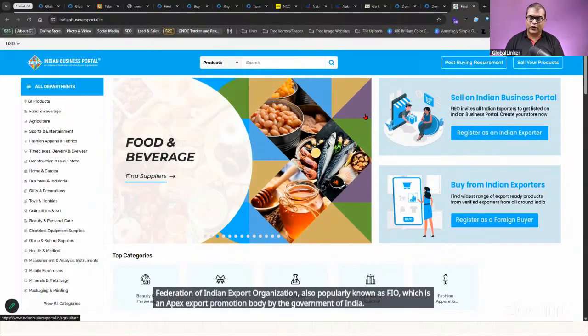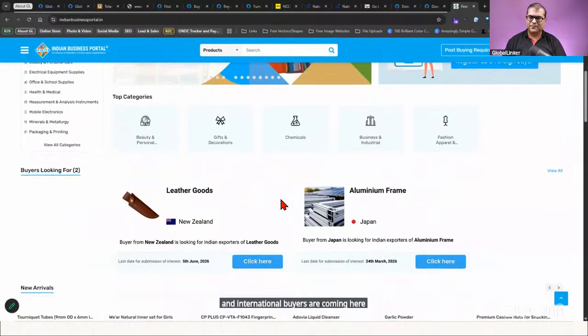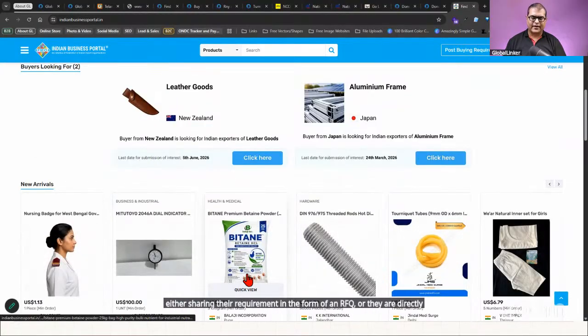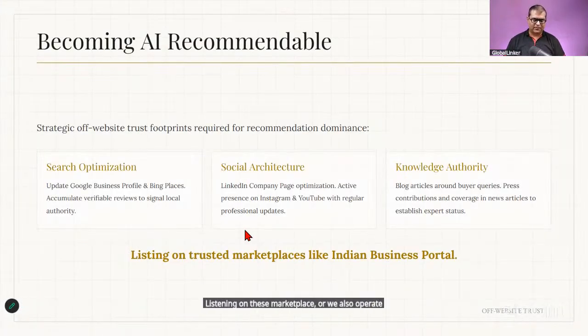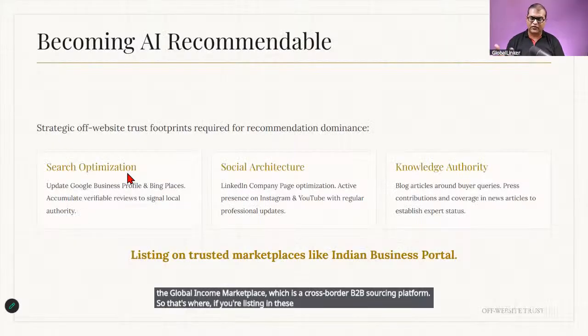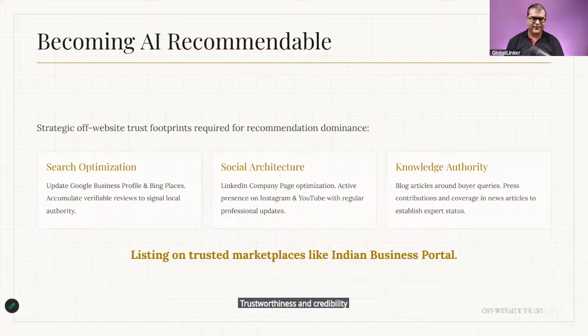This is an exporters marketplace where exporters are showcasing their offering, whether in the form of product or service, and international buyers are coming here and either sharing their requirement in the form of an RFQ, or they are directly contacting and interacting with the Indian exporters. So listing on these marketplaces, or we also operate another marketplace called the GlobalLinker marketplace, which is a cross-border B2B sourcing platform. If you're listing in these marketplaces, especially a marketplace from a government organization, it also improves trustworthiness and credibility, and obviously will give you an advantage.